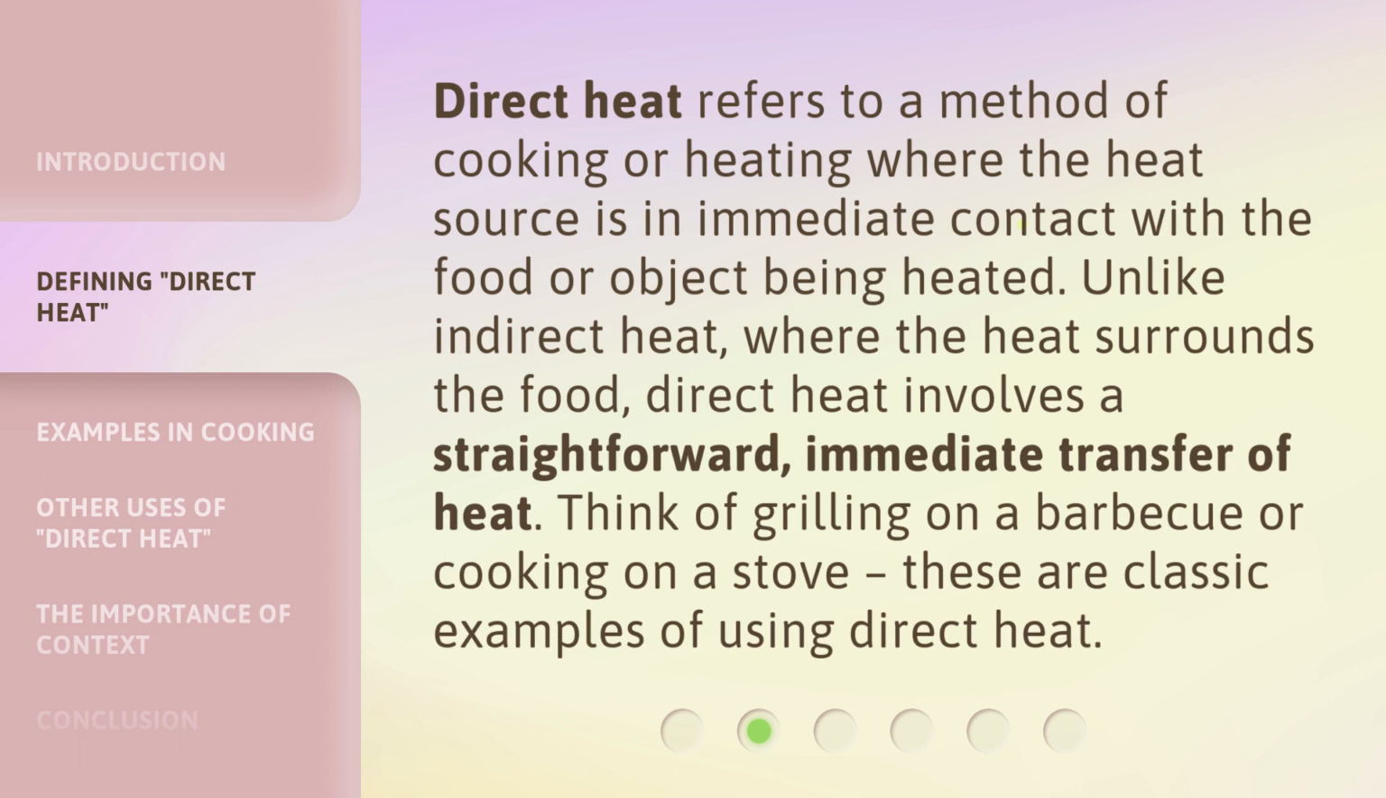Direct heat refers to a method of cooking or heating where the heat source is in immediate contact with the food or object being heated. Unlike indirect heat, where the heat surrounds the food, direct heat involves a straightforward, immediate transfer of heat. Think of grilling on a barbecue or cooking on a stove. These are classic examples of using direct heat.